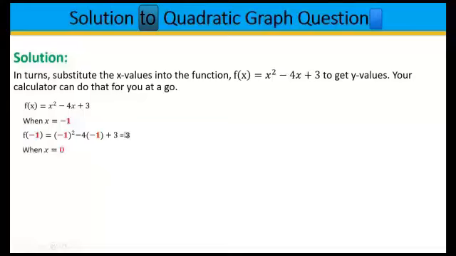Let's see our second one. When x is 0, we get 3. When x is 0, the value of y becomes 3.